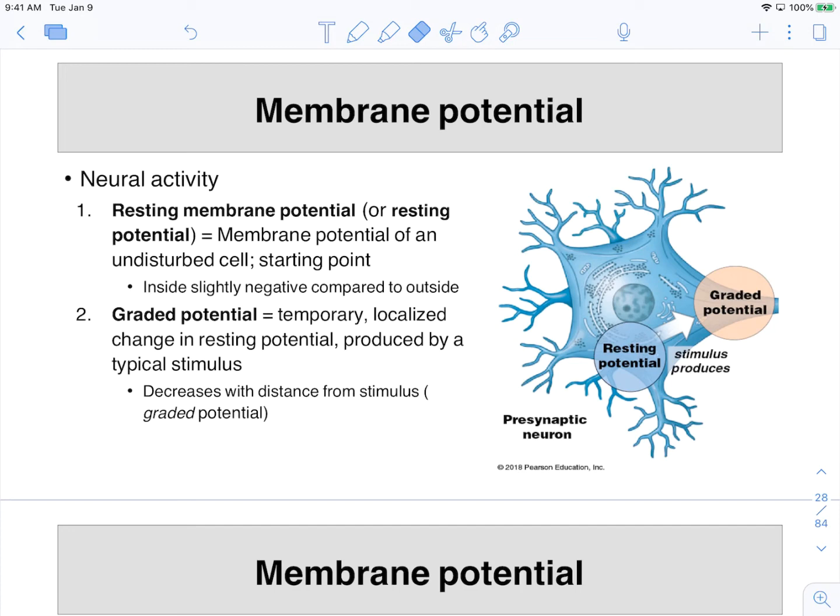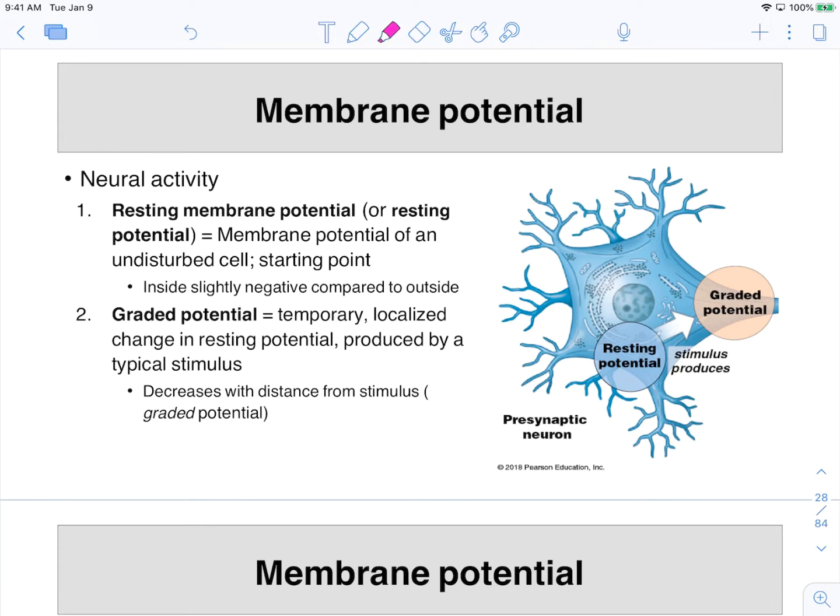I want to define for you a couple of terms that will be extremely useful this semester, and then I'm going to go back to my whiteboard and we're going to talk about membrane potential in a little more detail. The first term you need to know is this term of resting membrane potential.